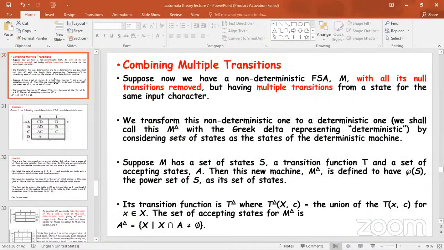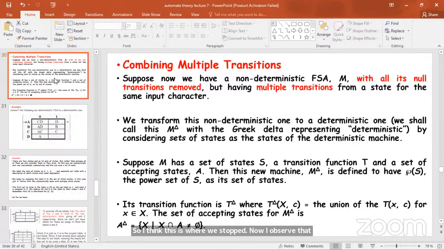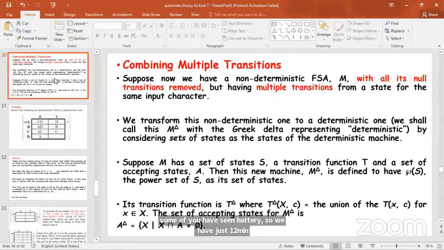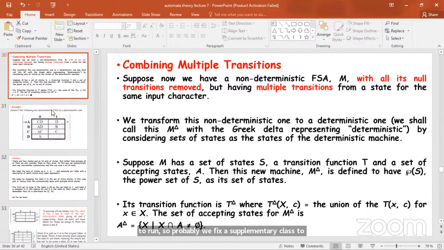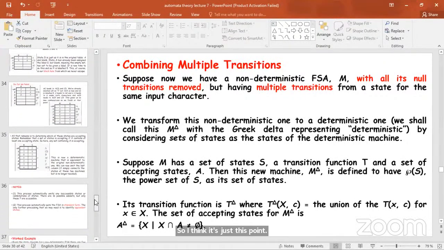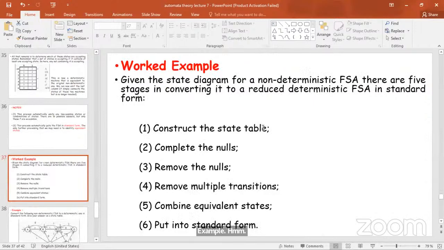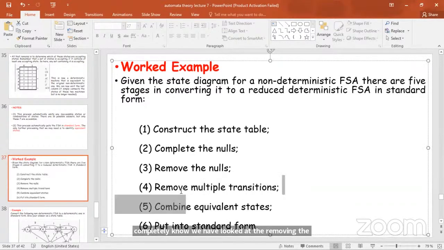Now, I observed that some of you are saying battery low. So we have just 12 pages to run. So probably we'll fix a supplementary class to finish that. I think it's just this point that's combining multiple transitions. Once we are done with that, we can take a defining example to look at it holistically. So you know how to construct the table. You can complete the null. We have looked at removing the null. Then we look at removing multiple transitions, which we have not done.